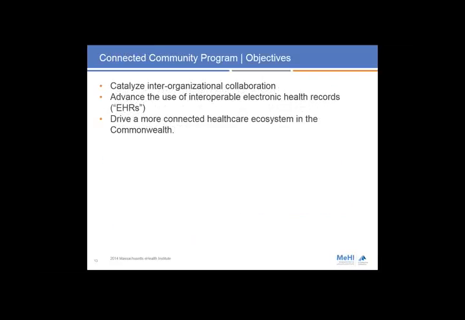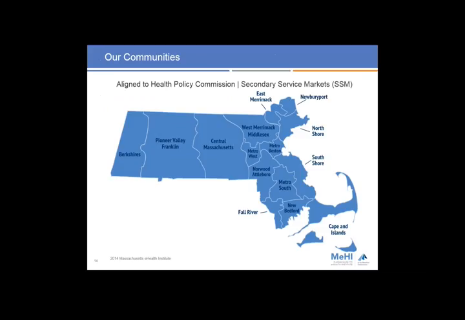And as part of this program, we're aiming toward a number of objectives. One, we want to catalyze interorganizational collaboration. Organizations sharing information and sharing processes between organizations is not something that healthcare has generally practiced in the long term, though in recent years it's certainly something that we've become much better at. Advance the use of interoperable electronic health records and drive a more connected healthcare ecosystem here in the Commonwealth.